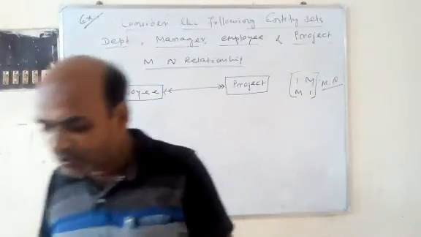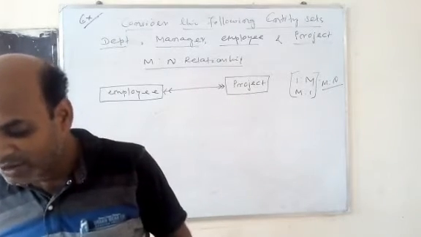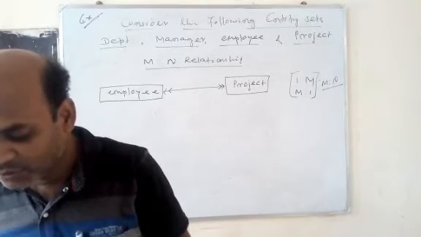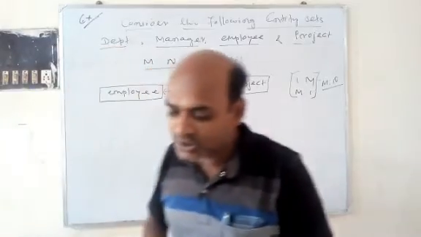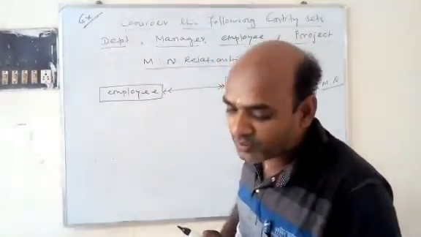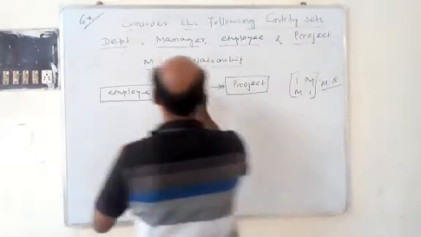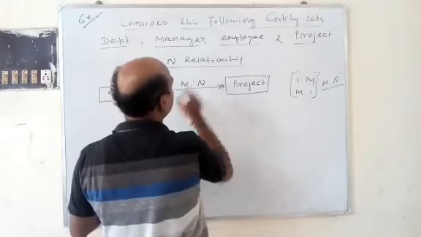Okay. So each employee could be involved in a number of different projects, and a number of employees would be working in a given project. So this relationship between employee and project is many to many, which is represented with this diagram. Many to many relationship.